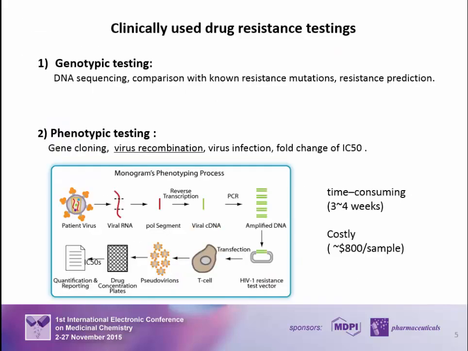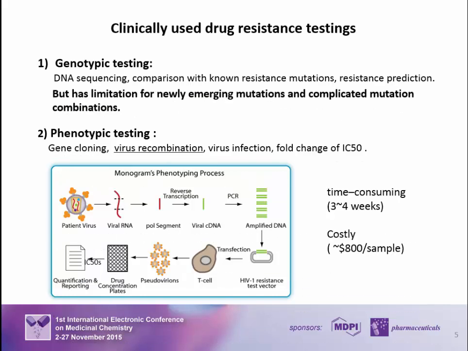Currently, there are 2 types of drug resistance testing in clinic. One is genotypic testing, another is phenotypic testing. Genotypic testing looks for gene mutations that are associated with drug resistance. But for newly emerging mutations and complicated mutation combinations, genotypic testing cannot predict the drug resistance accurately.